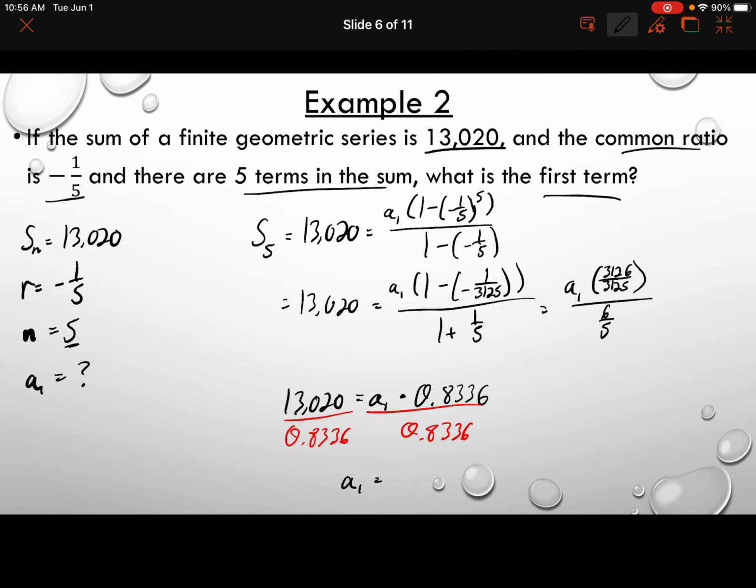So a sub 1 is equal to 13,020 divided by that, 15,619. It's not an exact answer. 0.002 if you round to 3 decimal places. Okay, and there you go. That's your first term. It's a little bit ugly, but that is your first term, 15,619.002. That would be the first term of this sum.